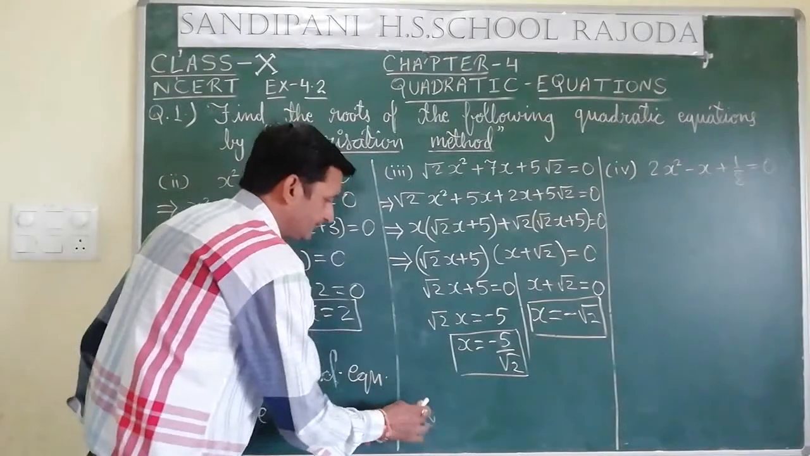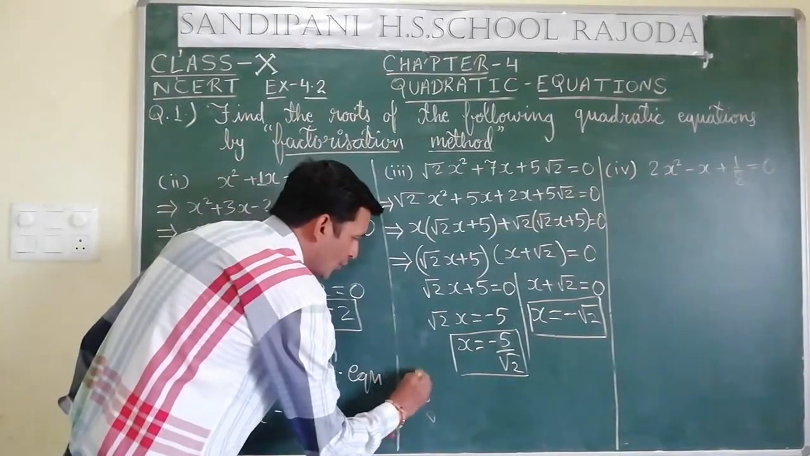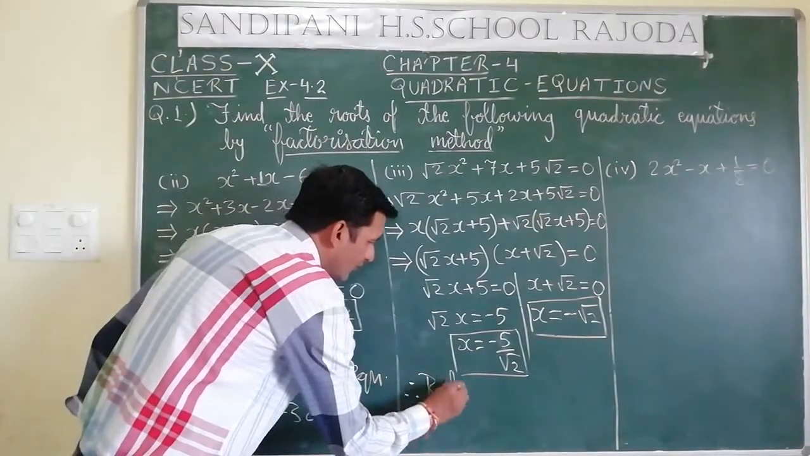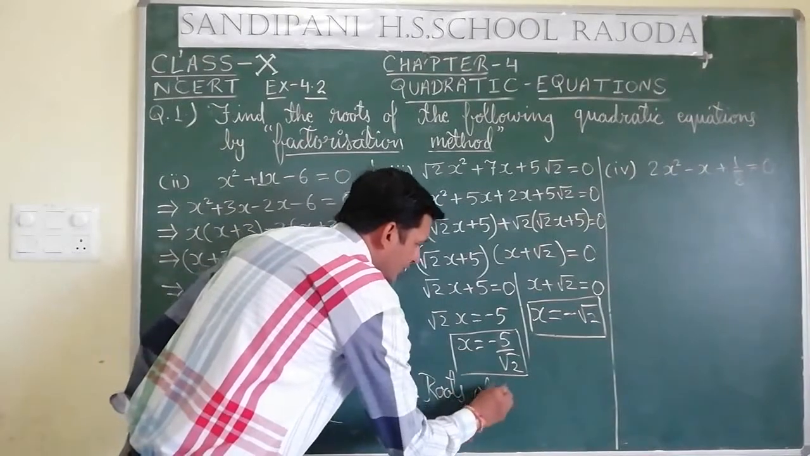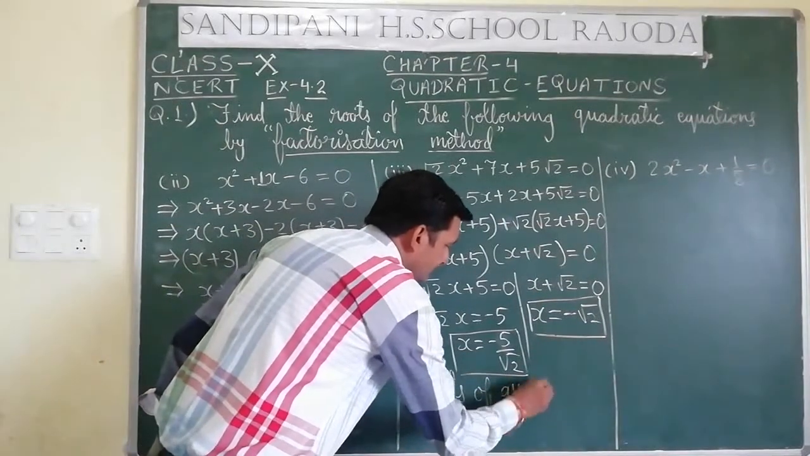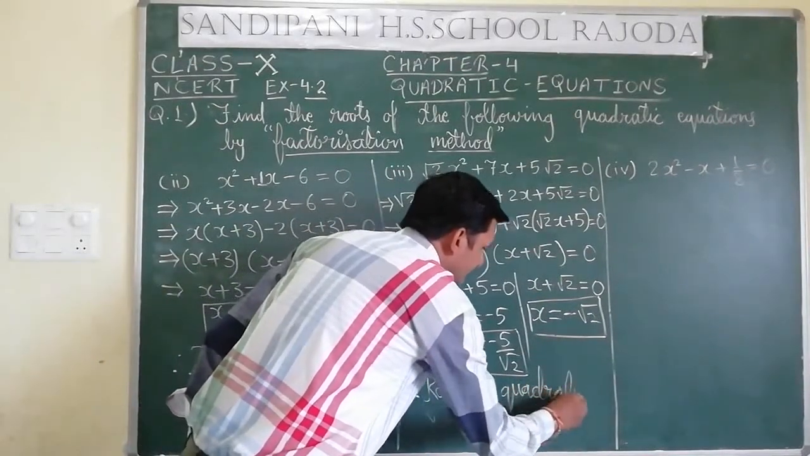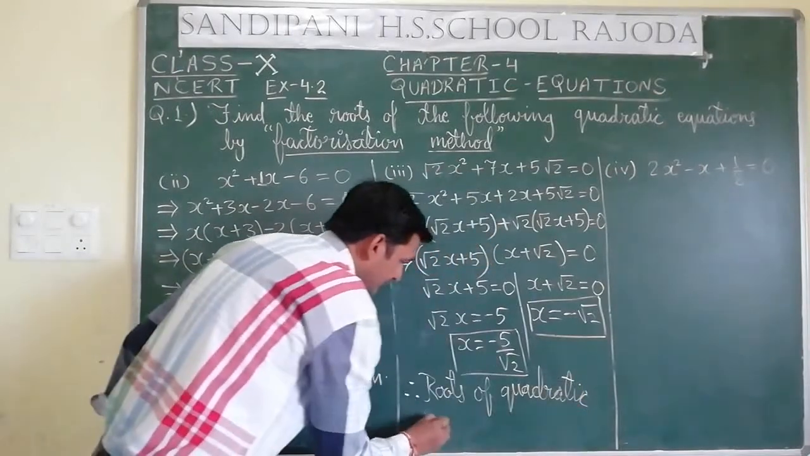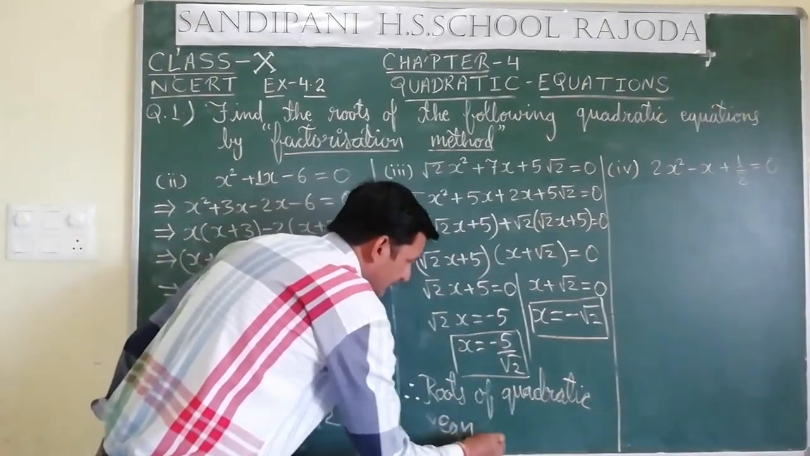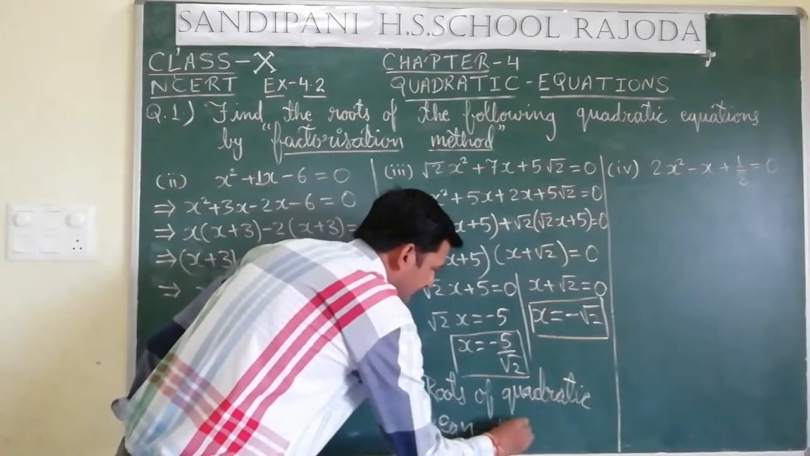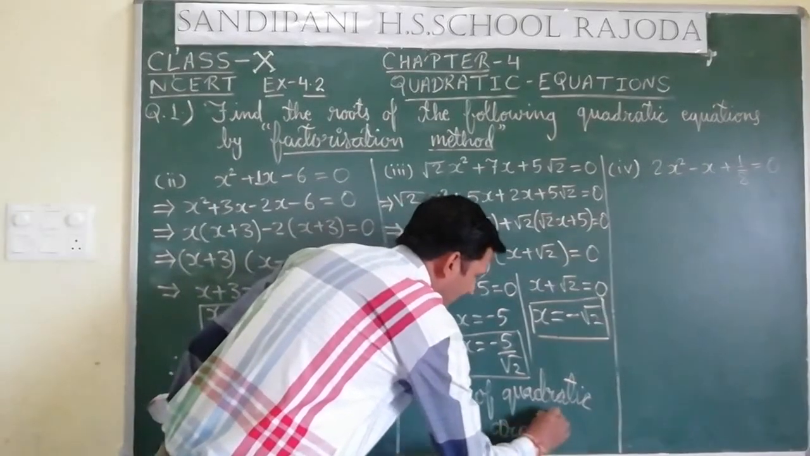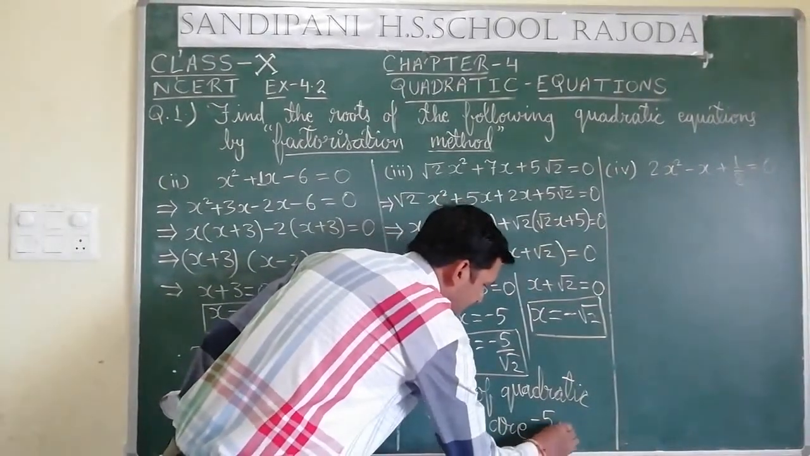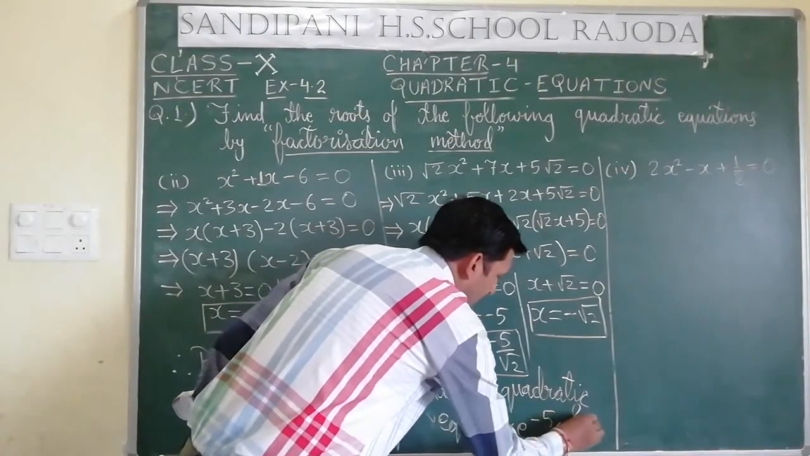Therefore, roots of quadratic equation are minus 5 by root 2 and minus root 2.